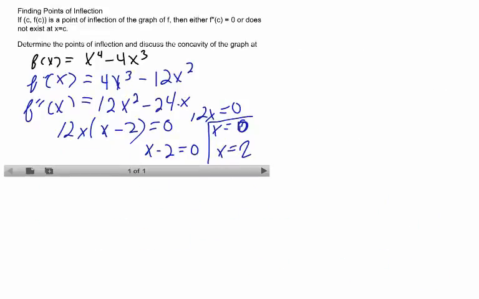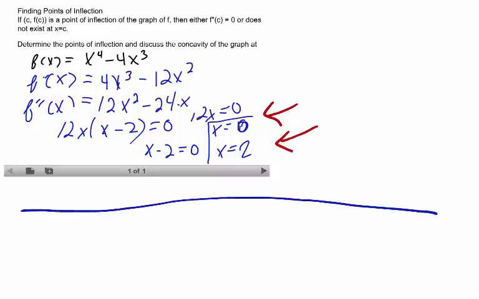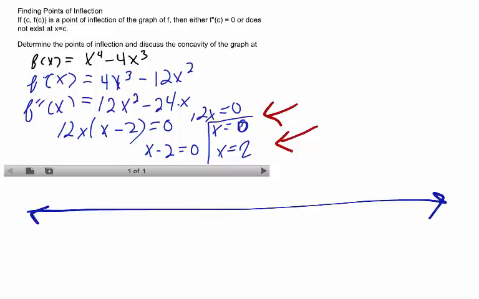Since points of inflection can occur where the second derivative is equal to 0 or where the second derivative does not exist, I know that my possible points of inflection occur at x equals 0 and x equals 2. Setting up my number line, plotting those possible points of inflection, 0 and 2, we'll choose some test points. Here I would choose negative 1, 1, and 3.